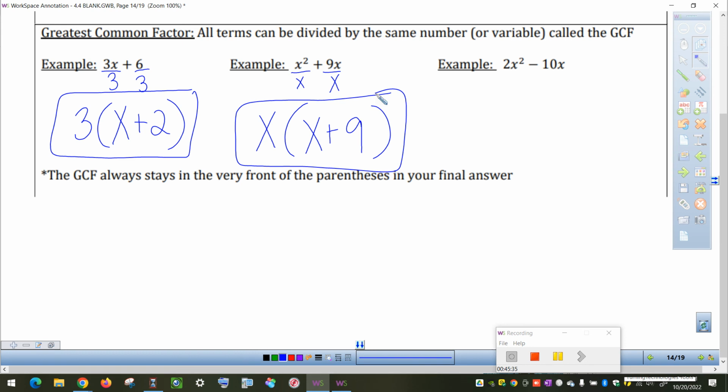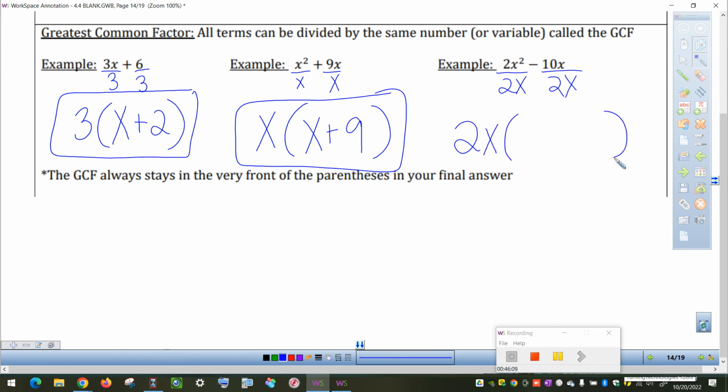In the last problem, sometimes the greatest common factor involves a number, and it also involves a variable. So what we see on this one, between the 2 and the 10, is they both have a 2 in common. But if you look at the variable part, they also both have an x in common. So on this one, we're actually dividing both parts by 2x. That's okay. The greatest common factor is 2x.